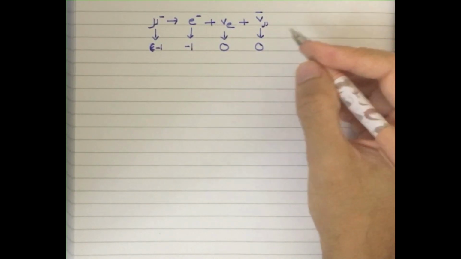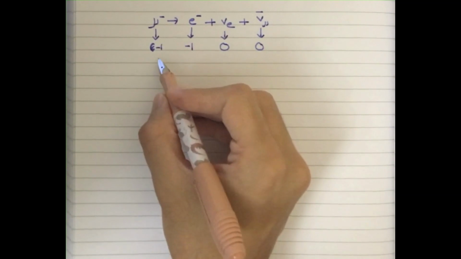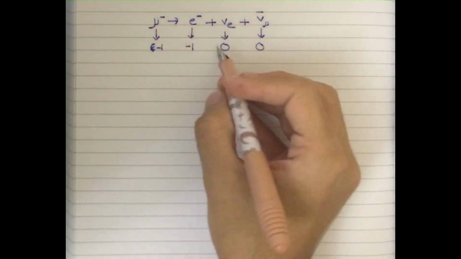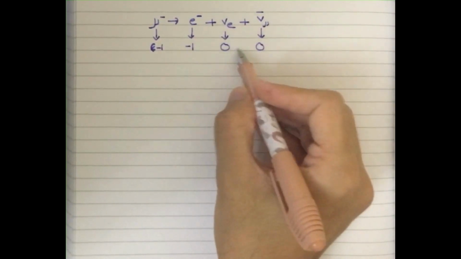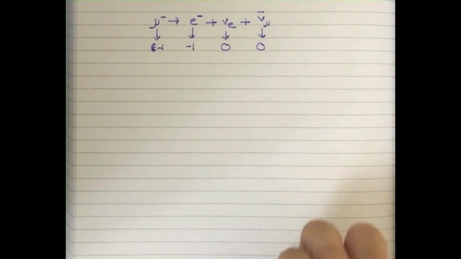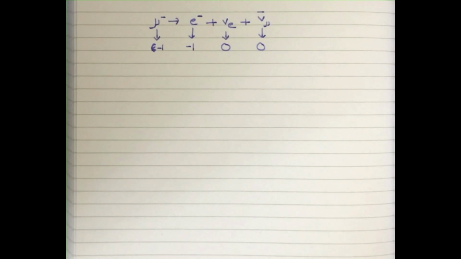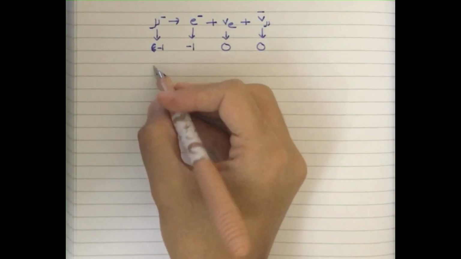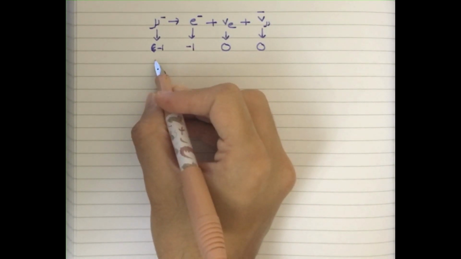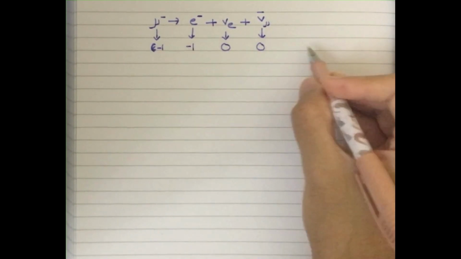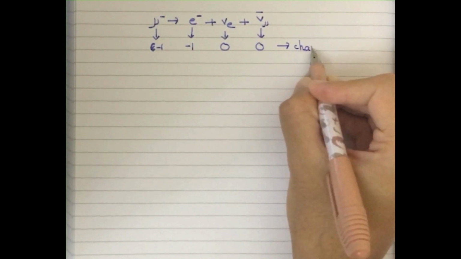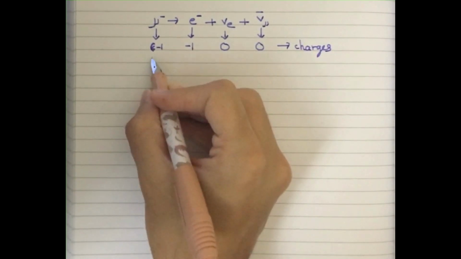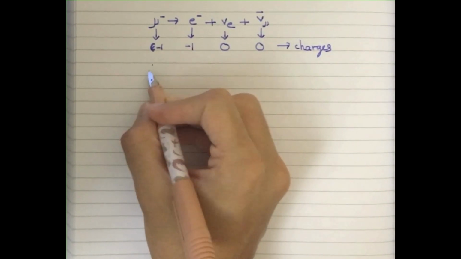So we can see the charge is conserved. We have -1 on the left, and if we total up the right side, we have -1 here and 0 for the neutrinos. So -1 is equal to -1. The charge is conserved. Now let's check it with lepton number. This was for charges. Now let me do it for lepton number.